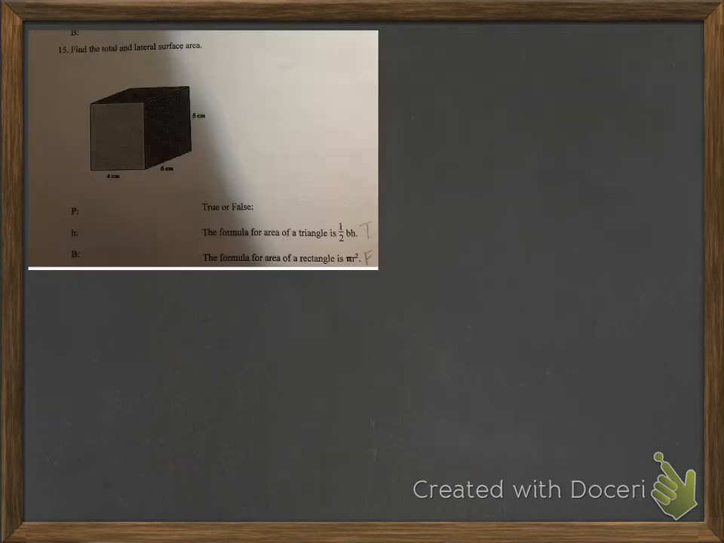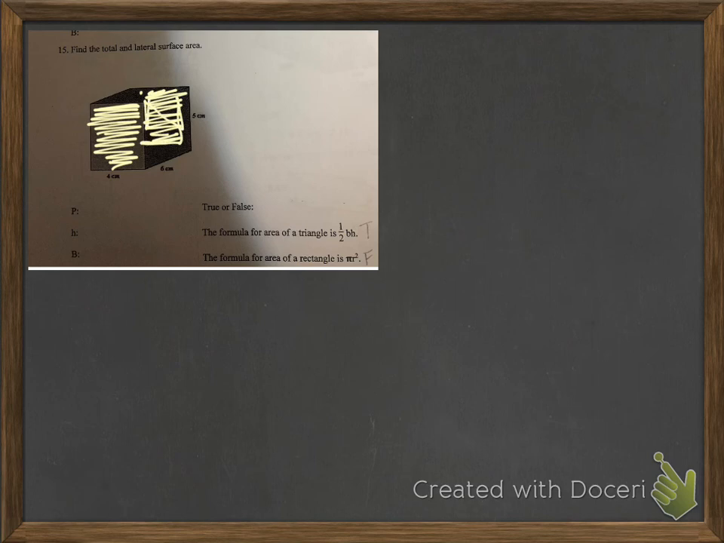Okay, so last one. True or false? The formula for area of a triangle is 1/2 base times height. True. Okay, just making sure you got those right. So again, remember you can pick your base. Any of them works. You can pick this base right here, this frontal base, which means that this back base is right there.